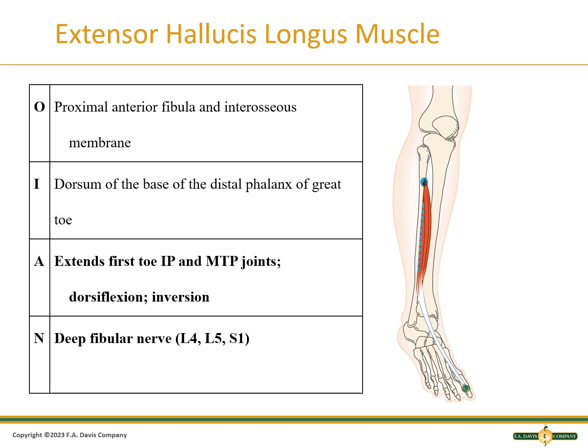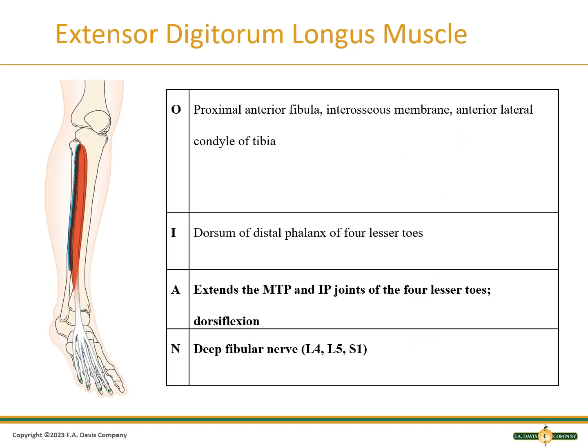Extensor hallucis longus comes from the proximal anterior fibula and interosseous membrane to run to the dorsum of the base of the distal phalanx of the great toe to extend the first toe IP and MP joints. Also contributes to dorsiflexion and inversion. Innervated by deep fibular nerve.